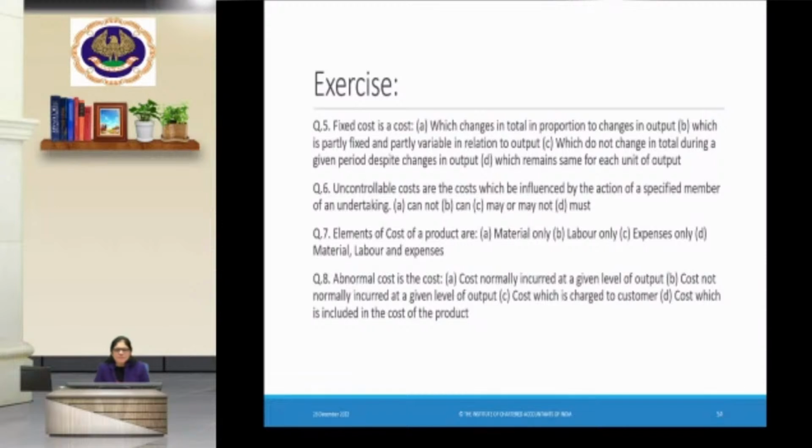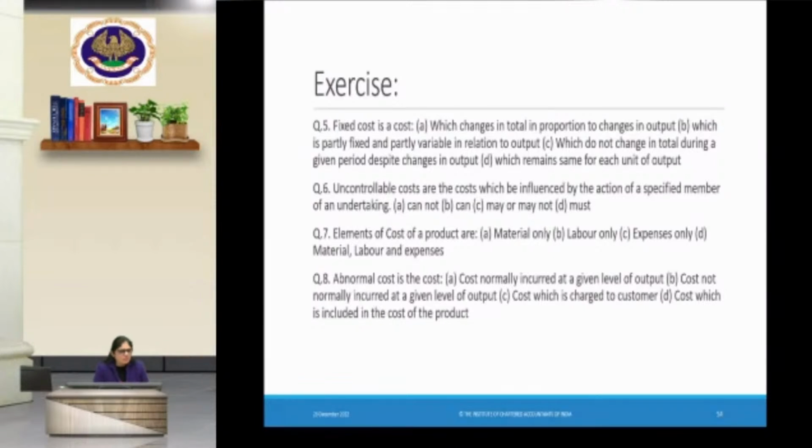Quickly, question number 7. Elements of cost. What are all the elements of cost? Is it only material? Is it only labor? Is it only expenses? Or all of the 3? Quick answer for question number 7, please. Write the question number also. Quick answer for question number 7. Question number 7, okay, good. The answer is D. Elements of cost are all material, labor, and expenses. All the 3 are the elements of cost.